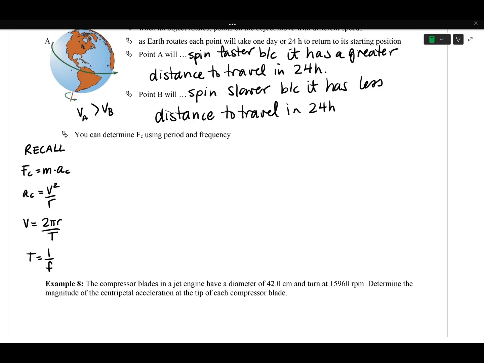Okay, we are now going to take our centripetal force and try to get period into our equation. So let's take F of c is equal to the mass times the centripetal acceleration. I am then going to plug in a c is v squared over r. And then I'm going to plug in for my v squared: 2 pi r over T.